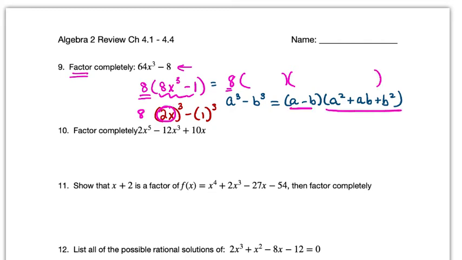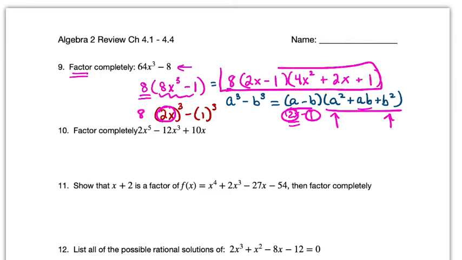Okay, here's my A, 2x. And my B is a 1. So it starts with 2x minus 1. Then it says take the A value, the 2x, and square it. 2x times 2x. Take A times B, 2x times 1. And then take the B squared, so 1 squared is just 1. And there's the complete factorization of this binomial.